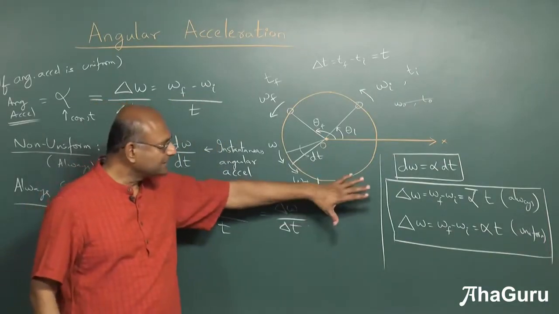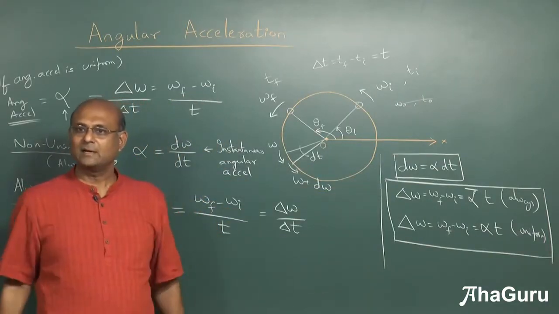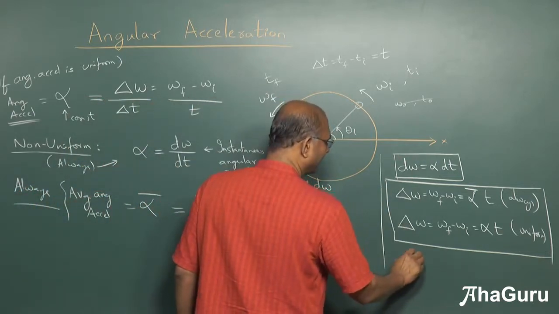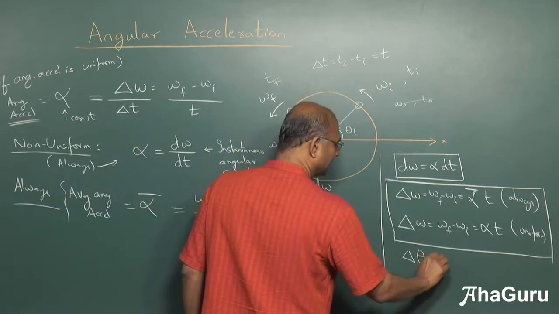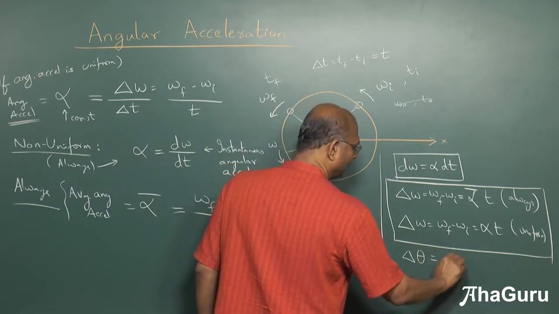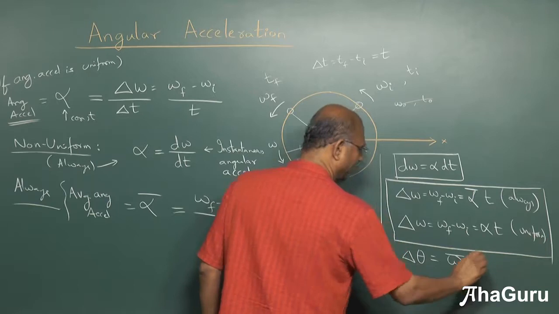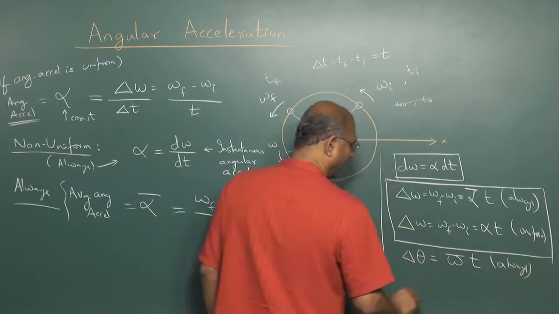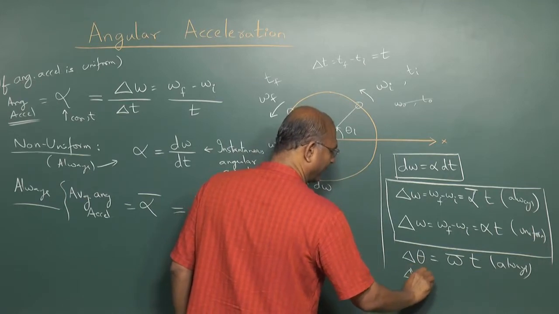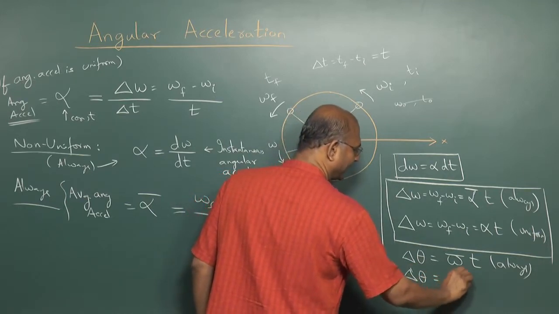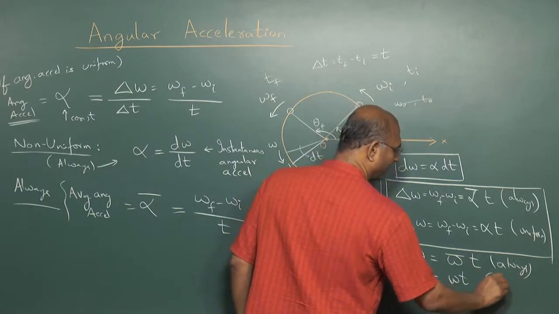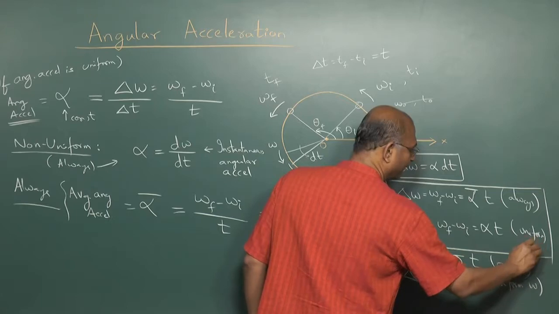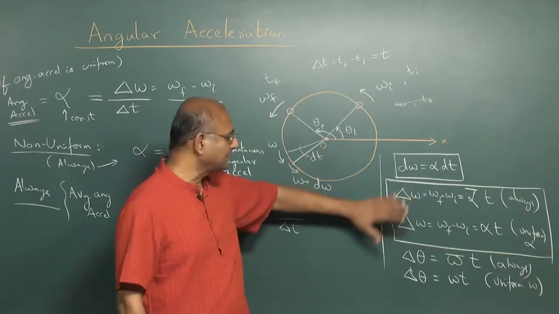If you notice, this very much looks like the uniform omega and average omega case. For example, we would have written delta theta is always average omega into time, always. And in the special case of uniform omega, we will write omega t is delta theta for uniform omega. This is uniform alpha. That is the only difference.